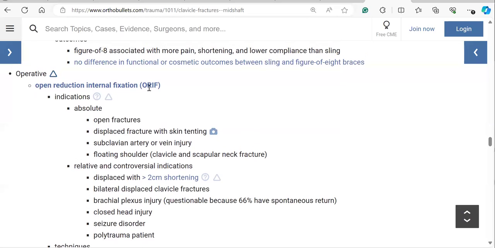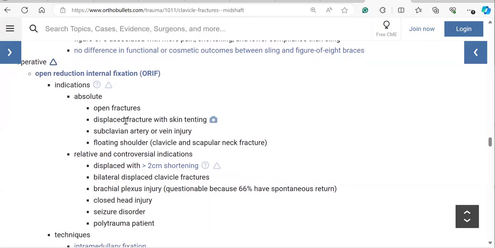When we need to go for open reduction and internal fixation, open reduction is needed for mid-shaft clavicle fracture, especially if it is an open fracture. If it is a displaced fracture with skin tenting, as we said, if there is any neurovascular injury, then ideally we will need to go for open reduction and internal fixation.